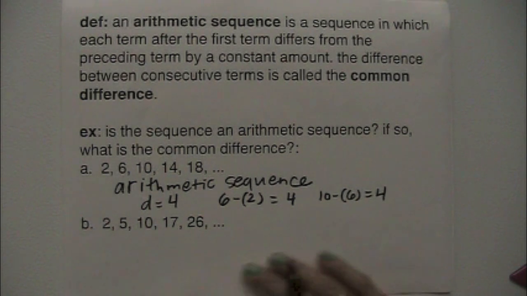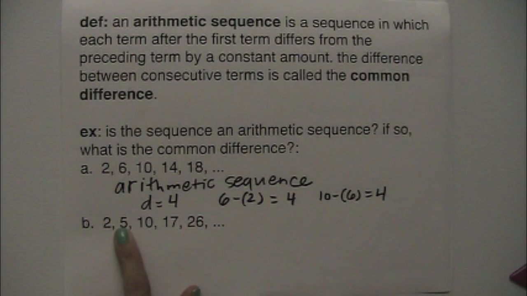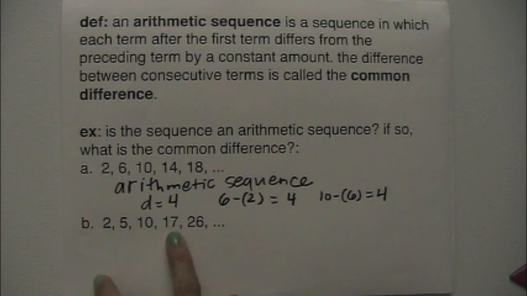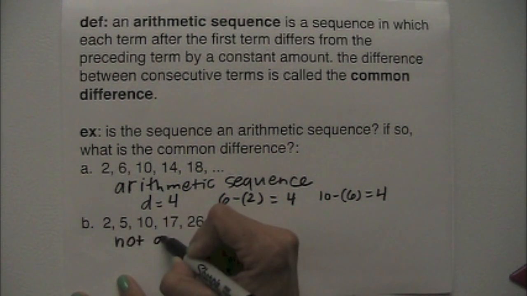For part B, you're going from 2 to 5 to 10 to 17. So to get from 2 to 5, you're adding 3. To get from 5 to 10, you're adding 5. To get from 10 to 17, you're adding 7. Since we're adding a different value each time to get to the next term, this will not be an arithmetic sequence.